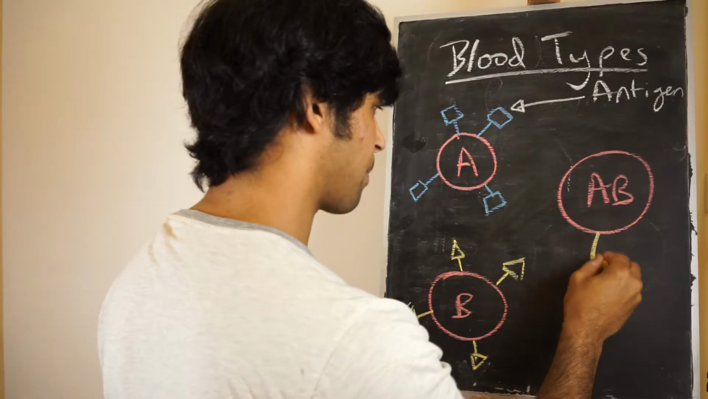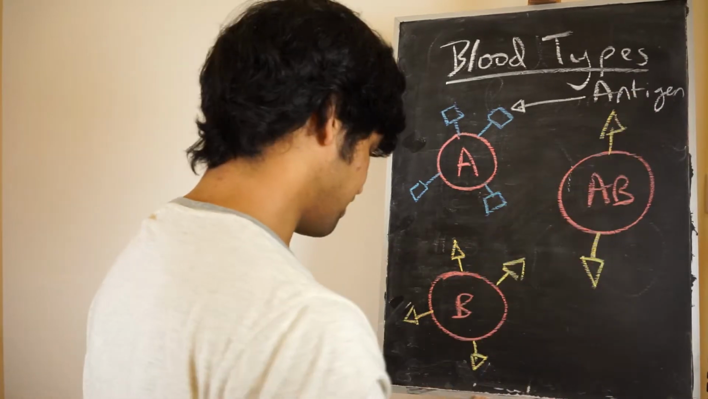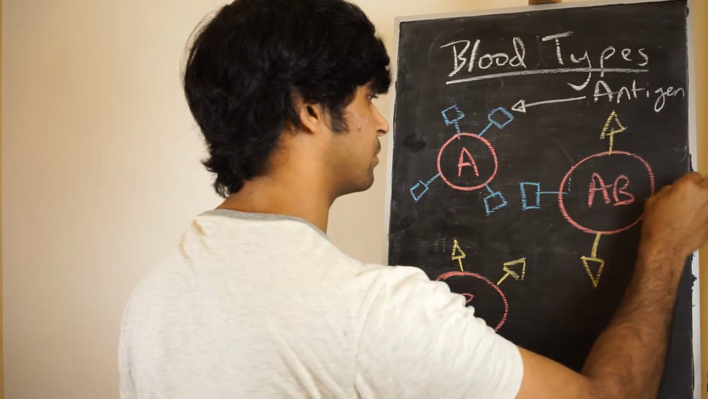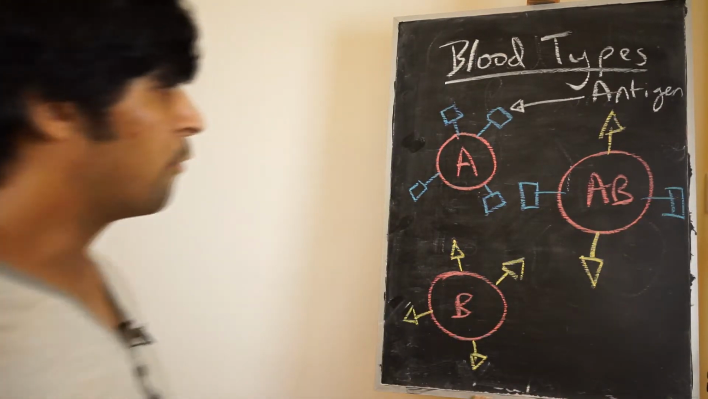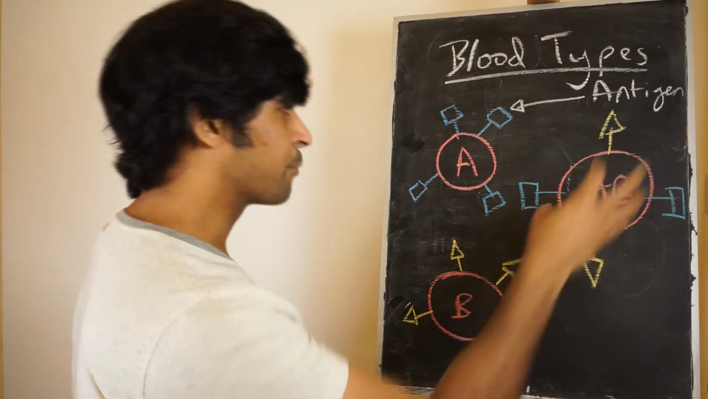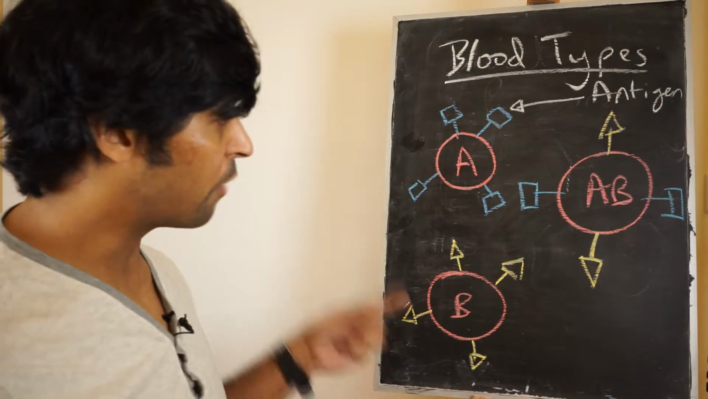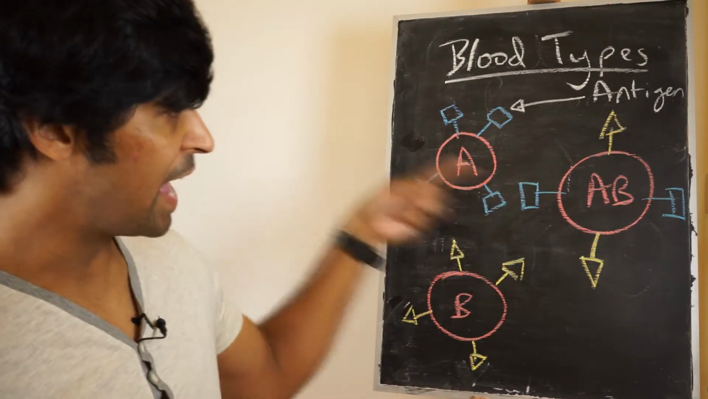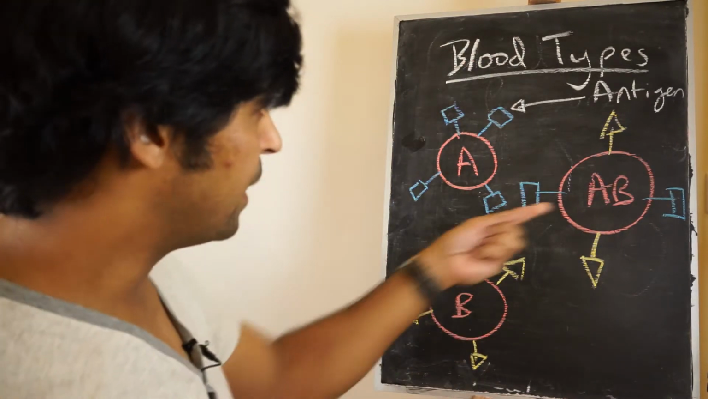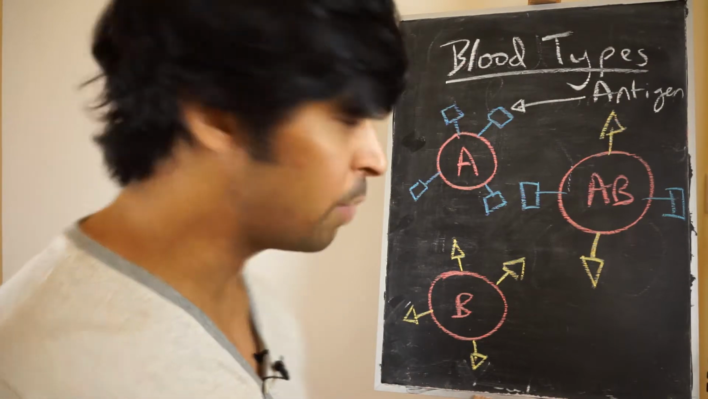So let's have a look. You're going to have some of this, and you're going to have some of this. Now, unfortunately, you cannot give this to someone with B, and you cannot give this to someone who has got A-type blood. However, it can receive A and it can receive B. In fact, they call AB the universal acceptor because it can accept all types of blood.